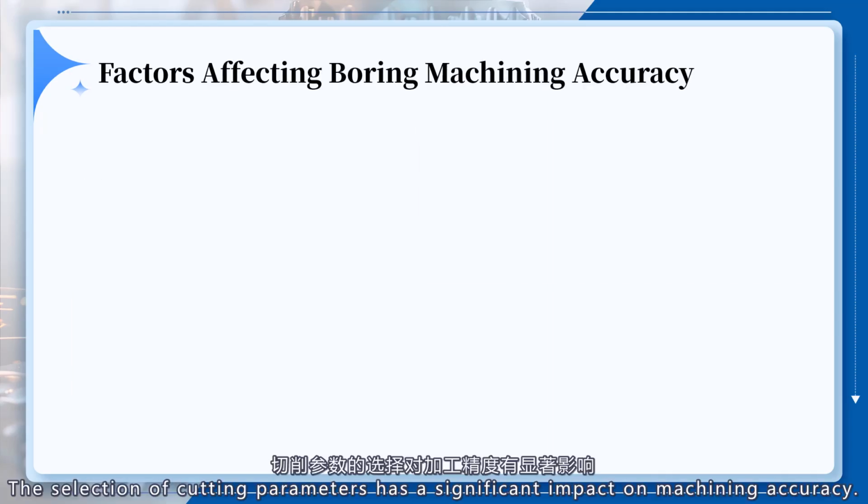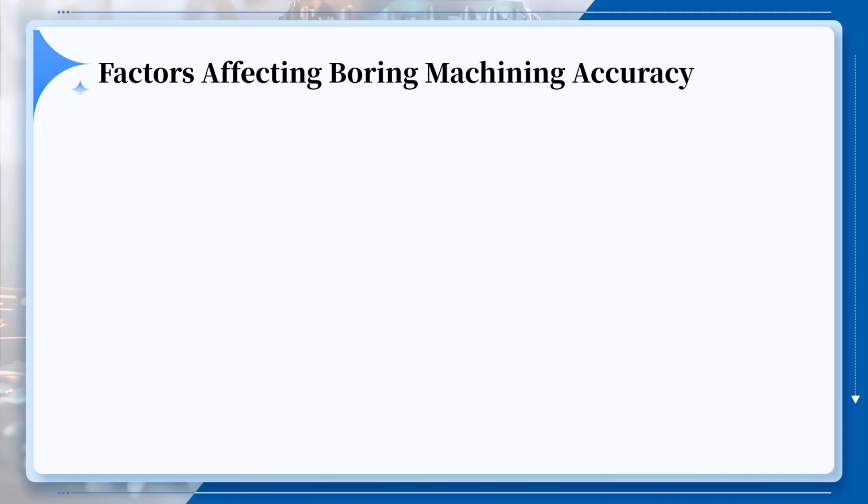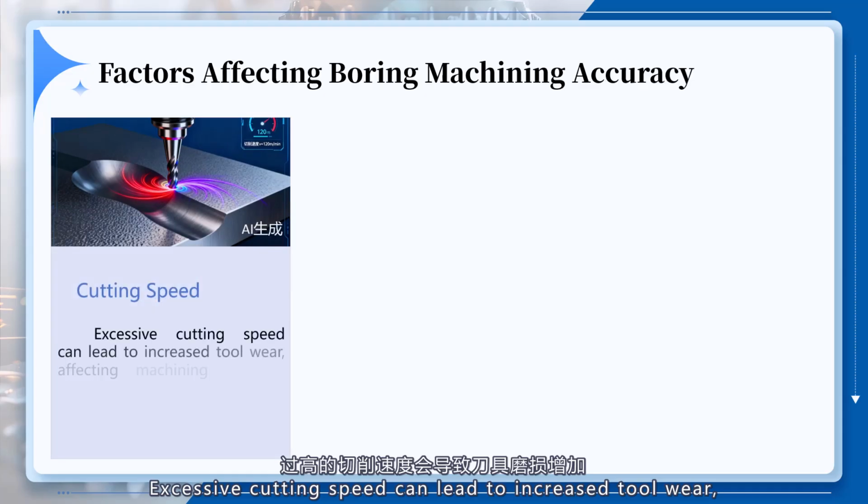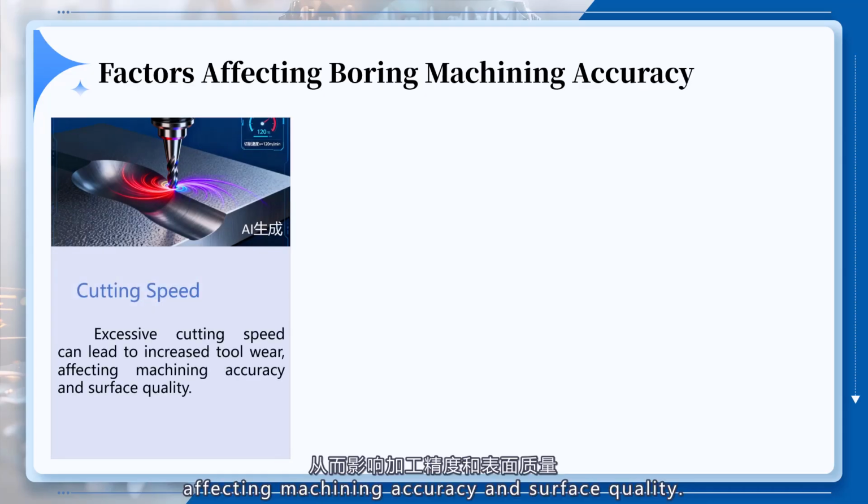The selection of cutting parameters has a significant impact on machining accuracy. Cutting parameters include cutting speed, feed rate, and cutting depth. Excessive cutting speed can lead to increased tool wear, affecting machining accuracy and surface quality.